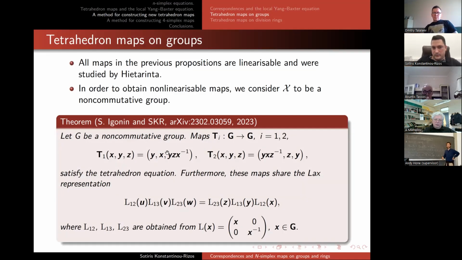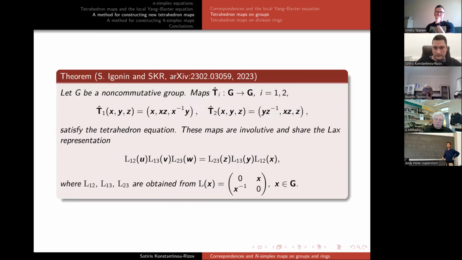Sergey managed to guess what the generalization of these maps looks like in the N-simplex case. Here we have x1, 1 over x, and in the N-simplex we'll have a matrix where on the diagonal you have x1, x2, x3, and the last element will be 1 over the product of all these x1, x2, x3, and we get very nice N-simplex maps and simplex maps on groups.